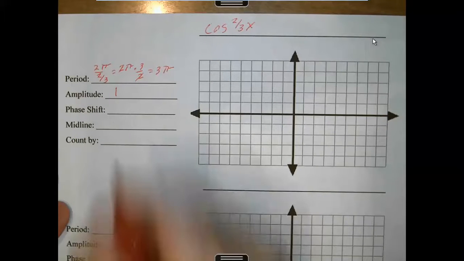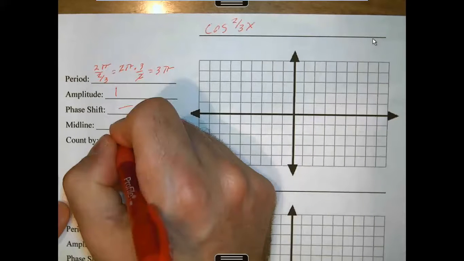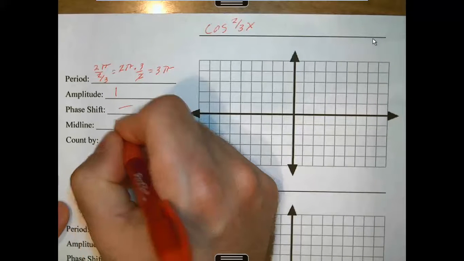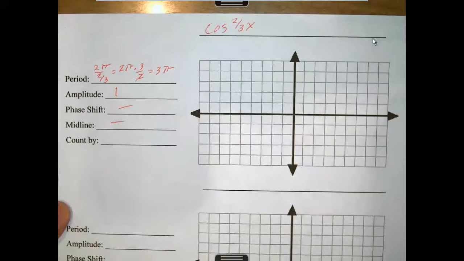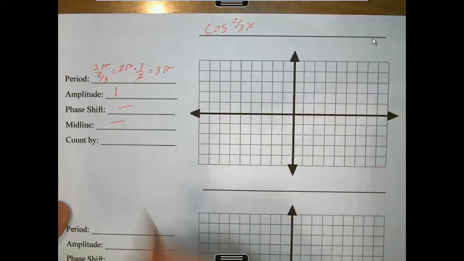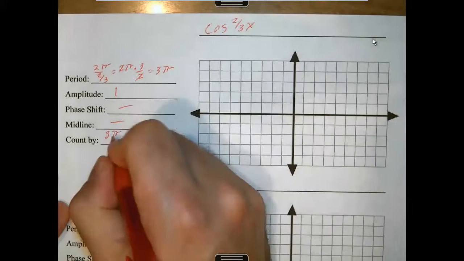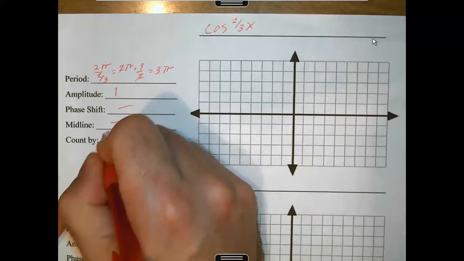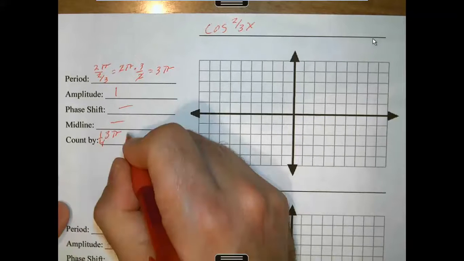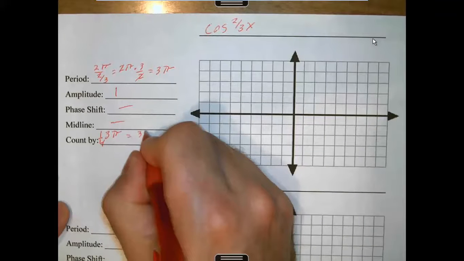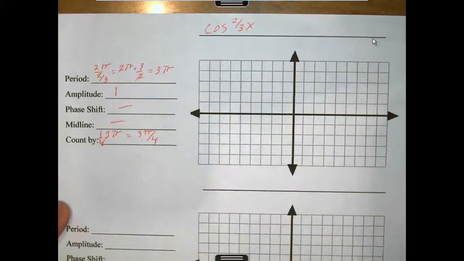Phase shift, I haven't shown you yet. Midline shift, we're going to get to that later. We don't have one. And count by. This is how we do the count by. We take our period and multiply it by a fourth. We take a fourth of 3 pi, or I just divide it by 4. So that's going to be 3 pi over 4. That's my count by.